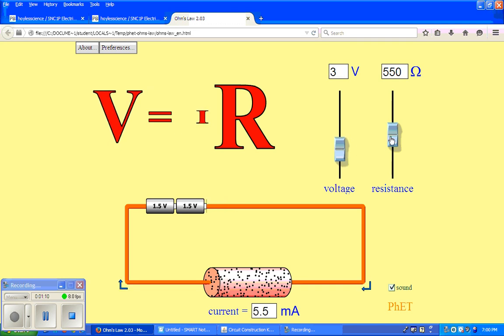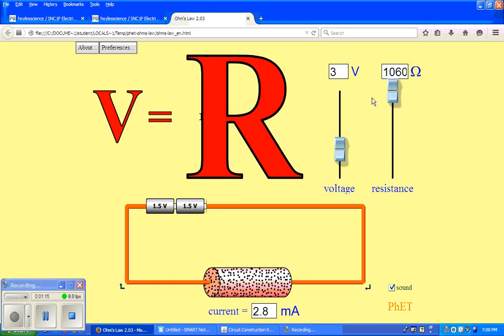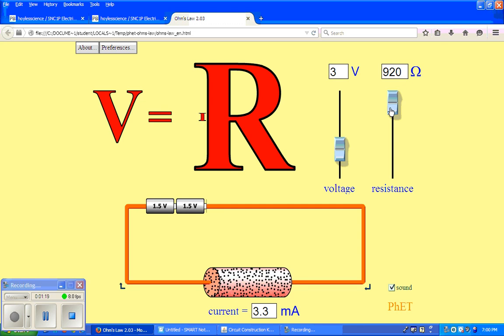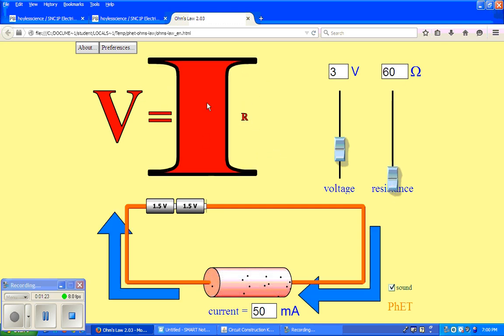Now let's change the resistance. So if I increase the resistance, all right, my current has gone down to 2.8, and you can see here that I has gotten really small. If I decrease the resistance, okay, the I, or the current, goes up fairly high. So you can see why that's actually the case.